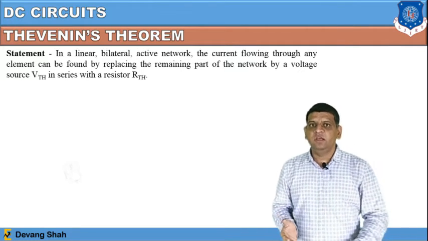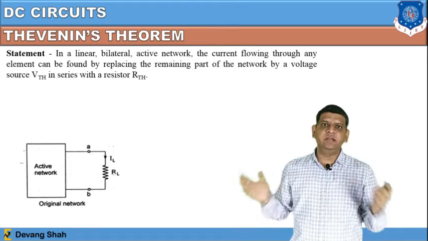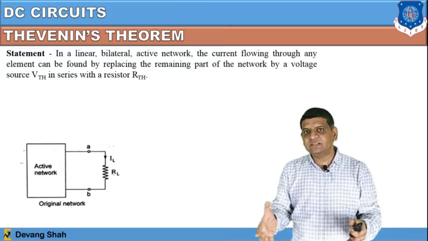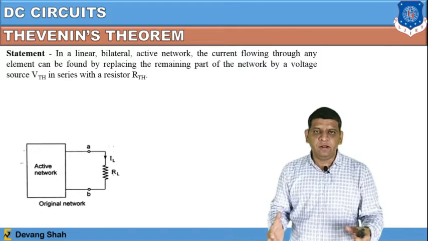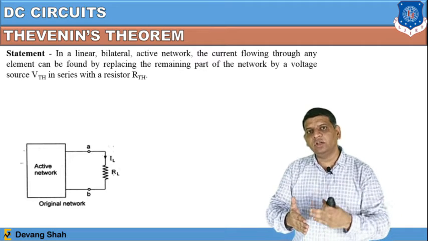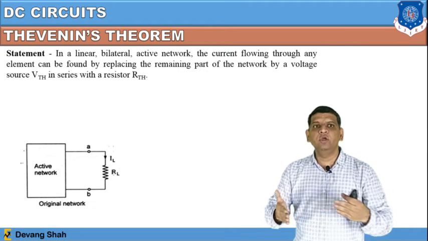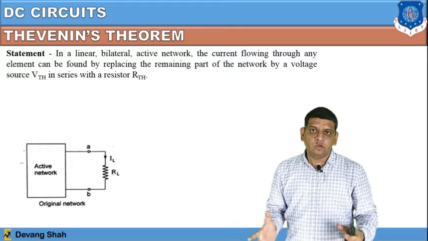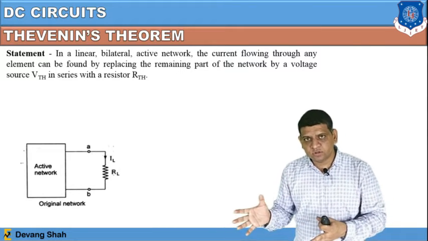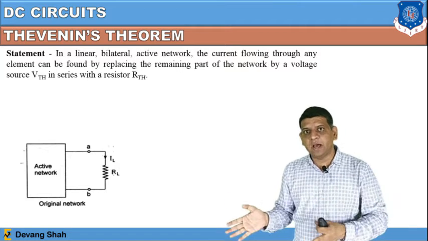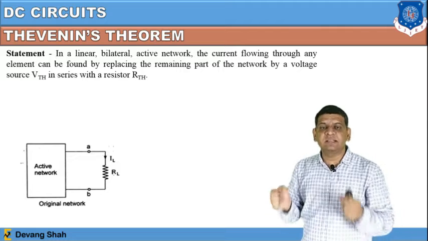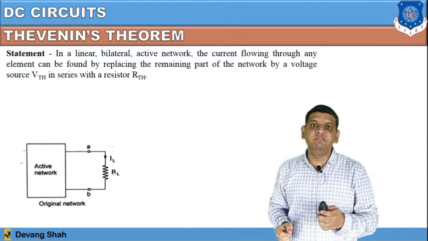So what does it mean? Here you have a given network, an active network, which is a combination of resistors in series and parallel. Now you select a particular resistor where you need to find the voltage drop and the current flowing through it. The rest of the resistors and voltage or current sources you have to replace by a single voltage source in series with a single resistance, and that resistance is called the equivalent resistance.